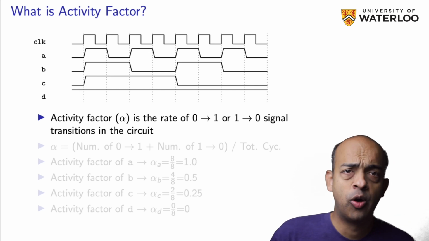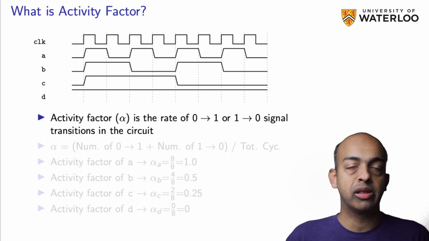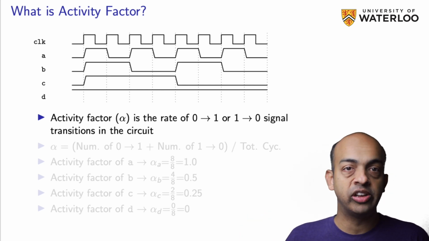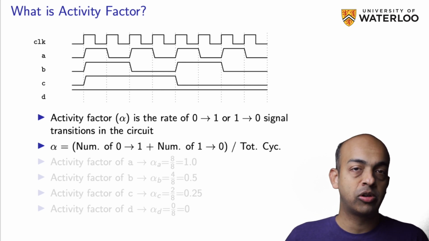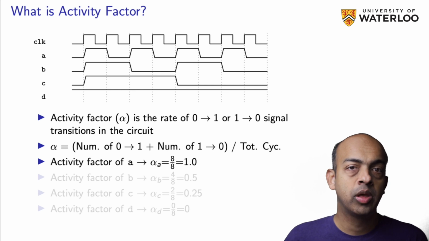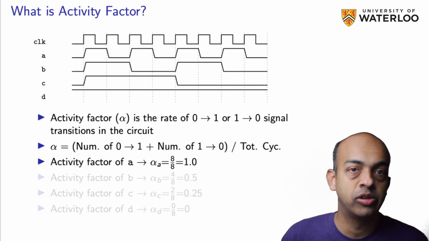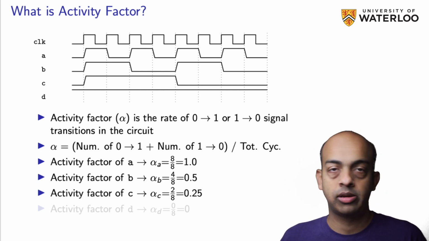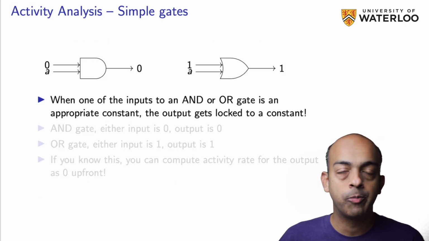So here's an example of how we compute it, right? So the clock is at the top and A, B, C, D signals run at half, 1/4, and 1/8 of the rate, and D never changes. So we can compute alpha as counting how many 0 to 1 and 1 to 0 transitions happen divided by number of cycles. So in this case, A toggles at every clock edge, so its activity factor is 1. B toggles at half, C toggles at half of that. D is constant, so the alpha in this case is 0.